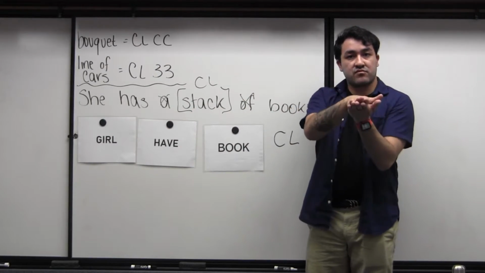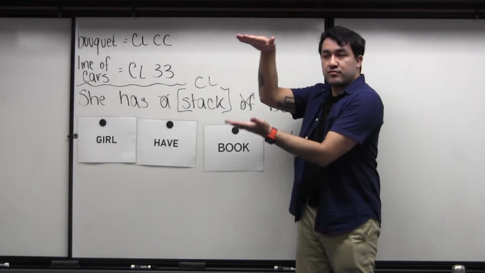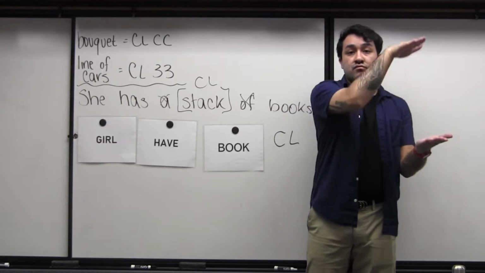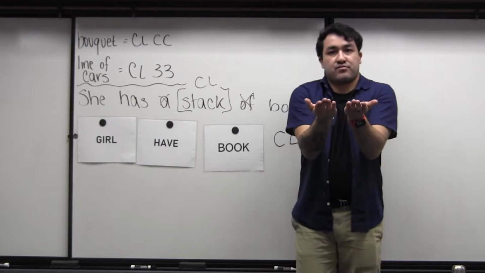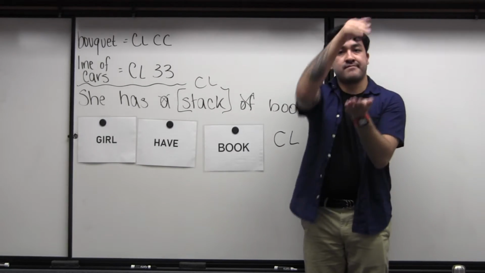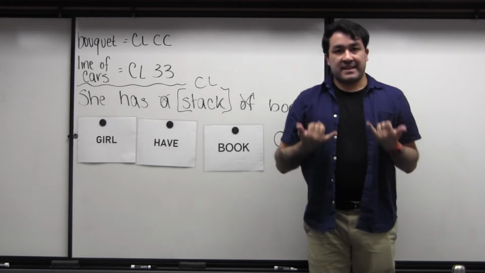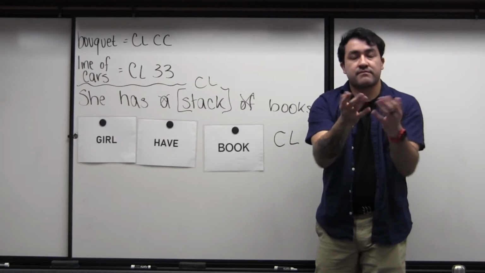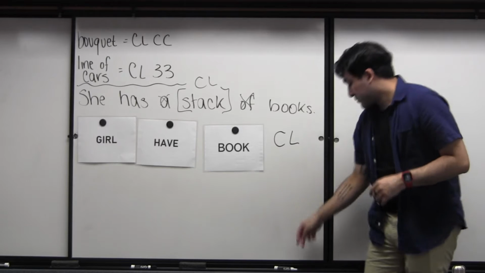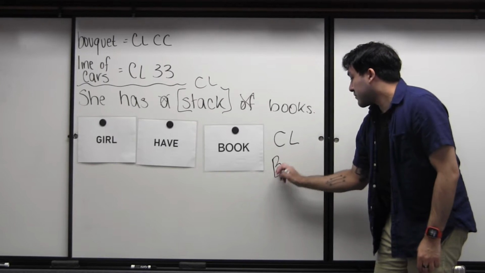So the girl has books and our classifier, stack. So maybe she has several stacks of books on the desk. Or maybe she has one stack of books that she's carrying. So we can show the stack of books and then use another classifier to show that she's walking with those books. Maybe she's wobbling with the books because it's a large stack or the books are heavy.